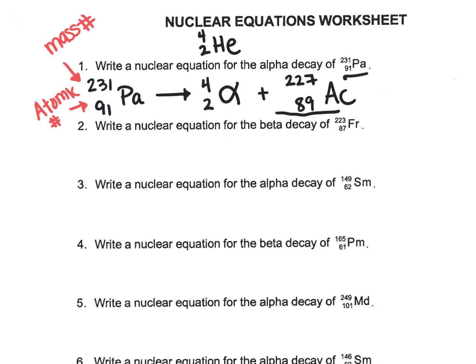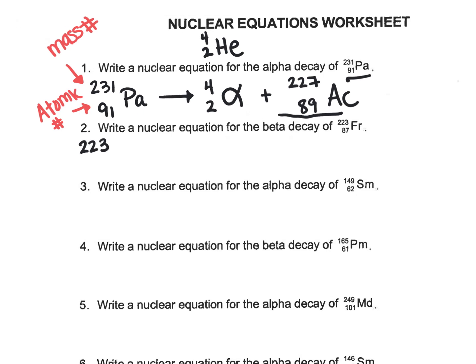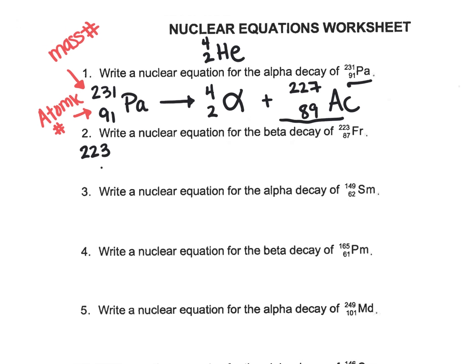Okay, for number 2, we're going to write a nuclear equation for the beta decay of francium. So again, you're just going to rewrite the symbol given. So I'm just rewriting 223, 87, and then Fr. All right, and then since it's decaying, I'm just going to have the arrow. It's going to break down.